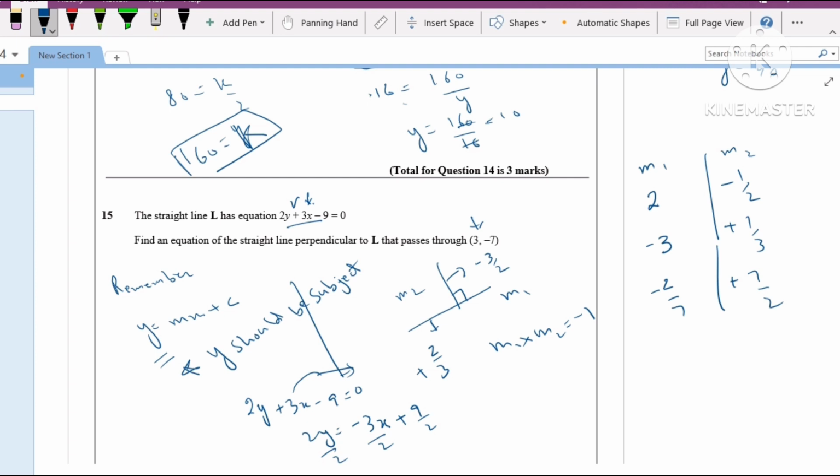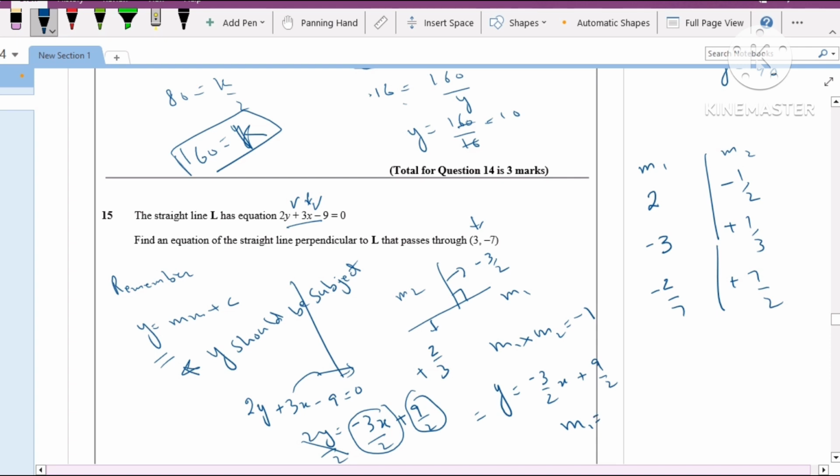Keep these numbers separate. So here this will be cancelled out. So y is equal to minus 3 over 2 x plus 9 over 2. So the gradient for this line, m1, is basically minus 3 over 2.